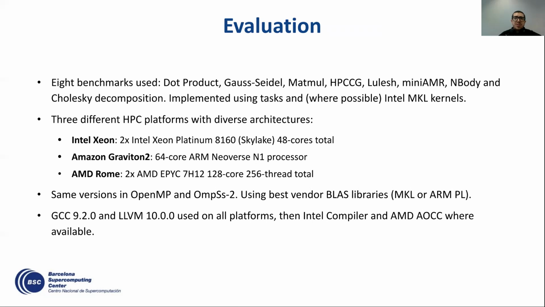For our evaluation, we used 8 benchmarks, a mix of memory-bound and compute-bound applications, and we executed them on 3 architectures: an Intel Xeon 48 core processor, an Amazon Graviton 2 ARM 64 core platform, and an AMD Rome 128 core and 256 thread platform. We had implementations of each benchmark in OmpSs-2 and OpenMP, and we used the best available BLAS libraries for each platform. We also used GCC 9.2 and LLVM 10 as the OpenMP runtimes, together with a vendor implementation if there was one. So that was mainly Intel OpenMP and the AMD AOCC implementation.